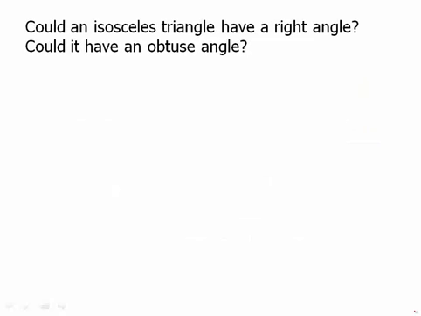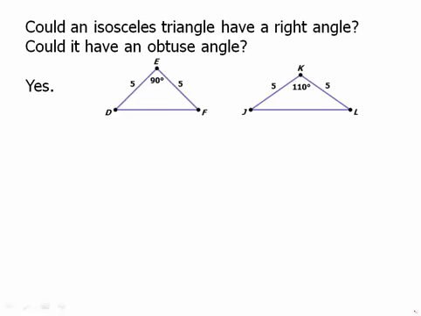Could an isosceles triangle have a right angle? Could it have an obtuse angle? You might want to pause the video and think about this for a moment. Of course, the answer is yes in both cases. Here are isosceles triangles, one with a right angle, one with an obtuse angle.